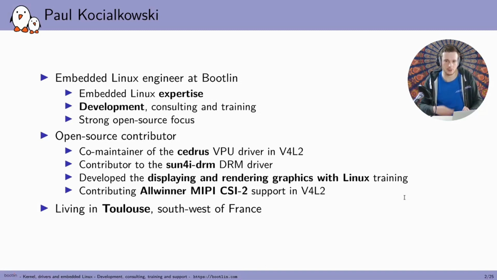Personally, I've been working on the hardware video decoder for Allwinner devices in mainline Linux. This is the Cedrus driver in V4L2. I've also worked on the DRM driver for Allwinner platforms, which is called sun4i DRM. It's responsible for display. And I've also been working more recently on MIPI CSI-2 support for Allwinner platforms again. So that's a camera interface. And I've also developed, and I'm giving, a training about graphics with Linux and Userspace. So this is the displaying and rendering graphics with Linux training.